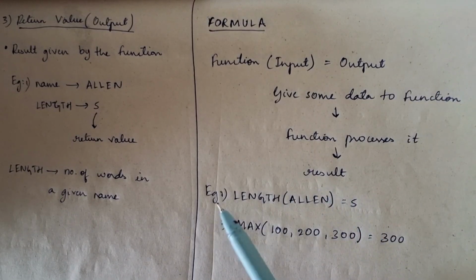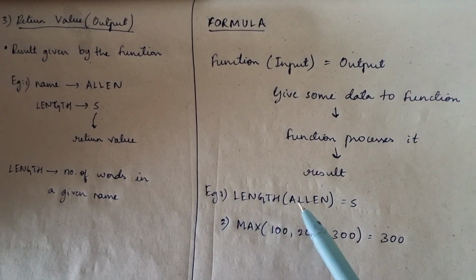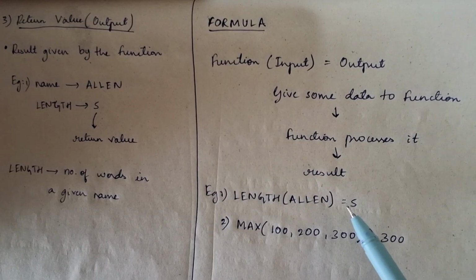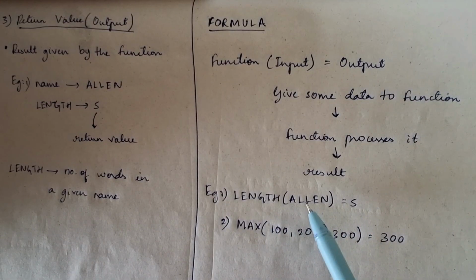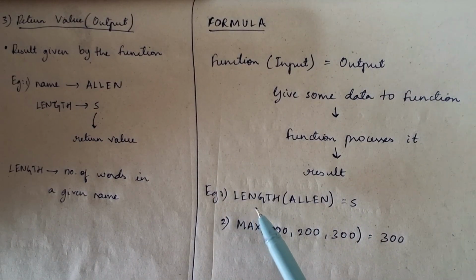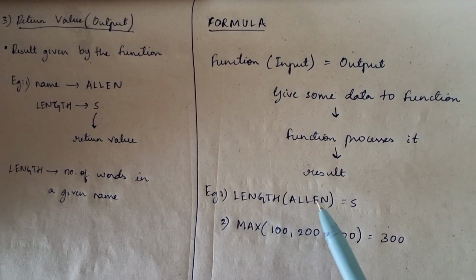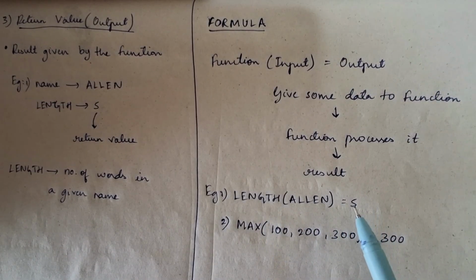Now we will see the first example, that is length of Alan is equal to 5. Here Alan is input, length is a function. The function name itself is length. So the length of Alan is 5 and 5 is the output.